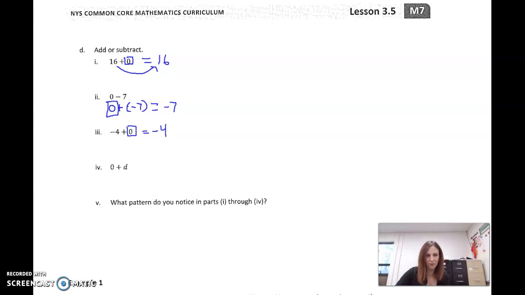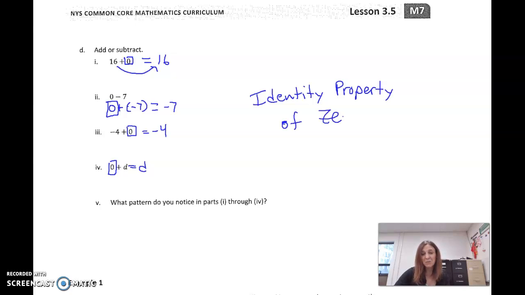It stays negative 4. 0 plus d, variable. Now we just can't do this problem. What happens when I add nothing to d? It's still d, okay? And these are identity properties. It's keeping our identity. Now technically, this is the identity property of 0. Not that you really need to be concerned with the name of it. There's the identity property of 0, identity property of 1.